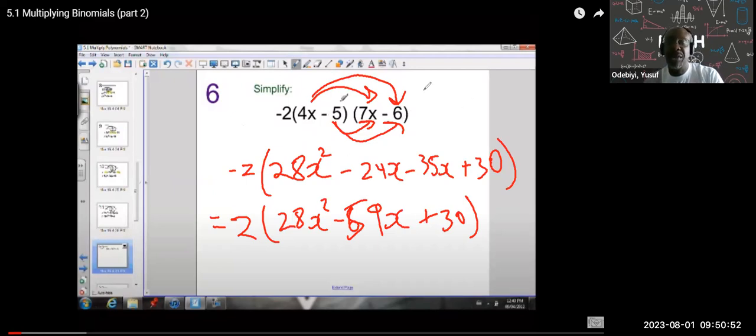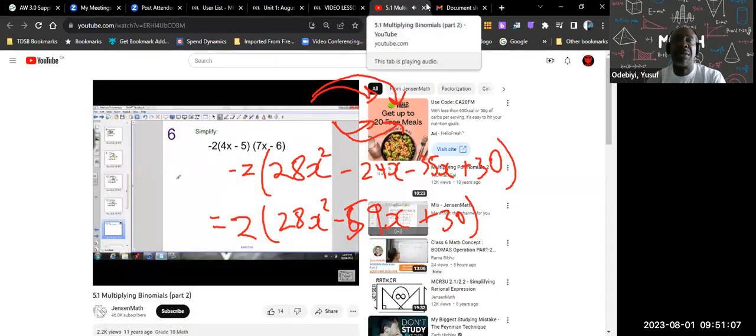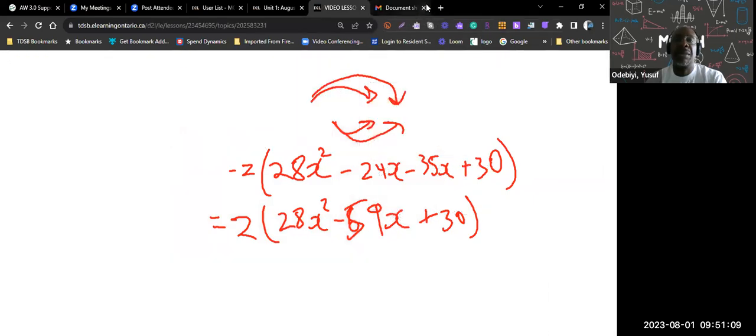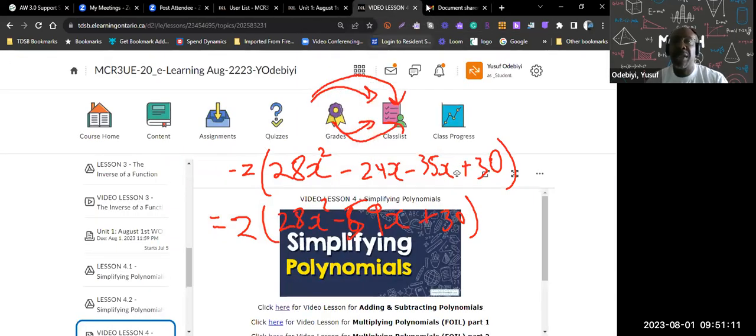So this is how you do this type of simplifying. Let me just close that. The binomials first, but I can't forget that there's a -2 out front. So I wanted to just touch base on another one.